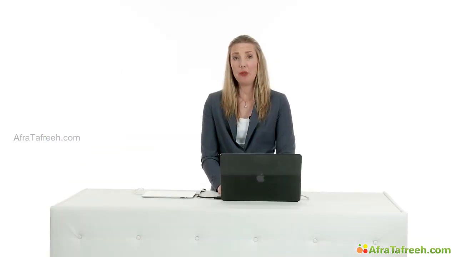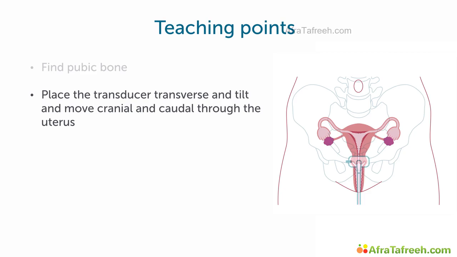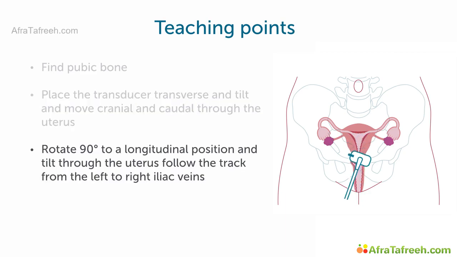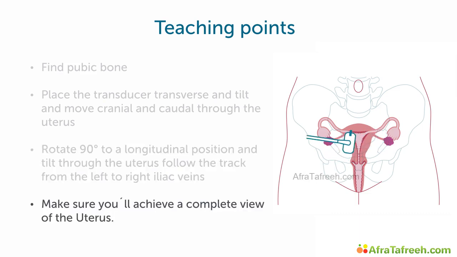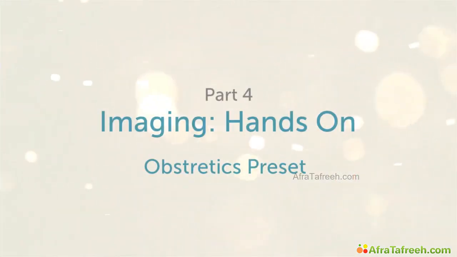What we have to do is find the pubic bone. Place the transducer transverse, tilt and move cranial and caudal through the uterus. Then rotate 90 degrees to a longitudinal position and tilt through the uterus. Follow the track from the left to the right iliac veins. Make sure you'll achieve a complete view of the uterus.